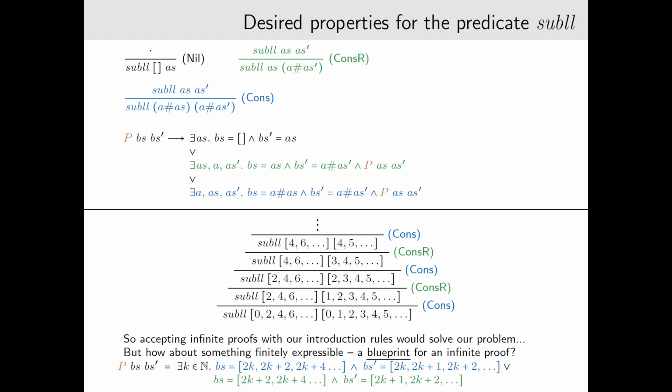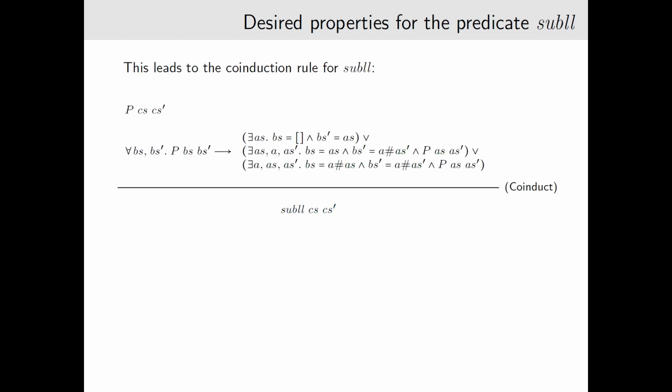And the nice thing about this is that by internalizing this pattern, it becomes a finite proof. So I would say it is a finite argument for why an infinite proof exists. If we come up with a predicate P that satisfies this property, then we know that P is included in the sublist relationship. So this gives us the coinductive rule. The coinductive rule in summary is a way to conceptualize, to internalize a blueprint of an infinite proof, or you could say to internalize an infinite proof.